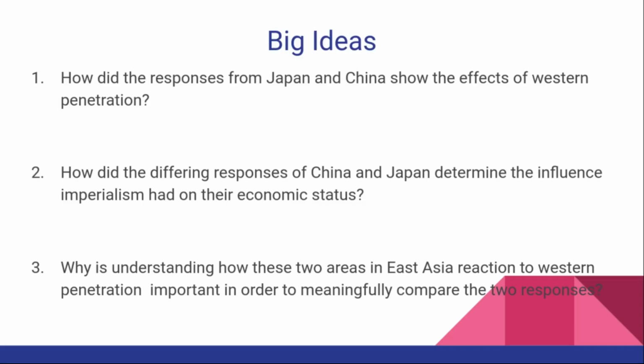Here are our big idea questions. Number 1, how did the responses from Japan and China show the different effects of Western penetration? Number 2, how did the different responses of China and Japan determine the influence imperialism had on their economic status? And number 3, why is understanding how these two areas in East Asia react to Western penetration important in order to meaningfully compare the two responses? We will later review and discuss these questions and their answers after the Google slide presentation.